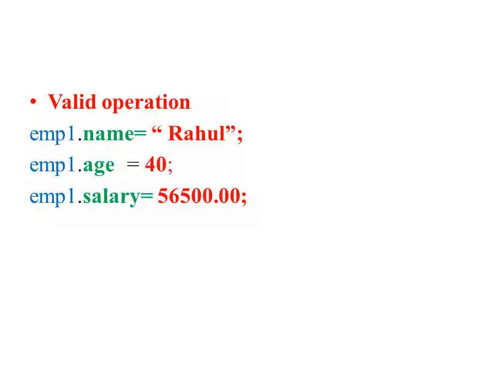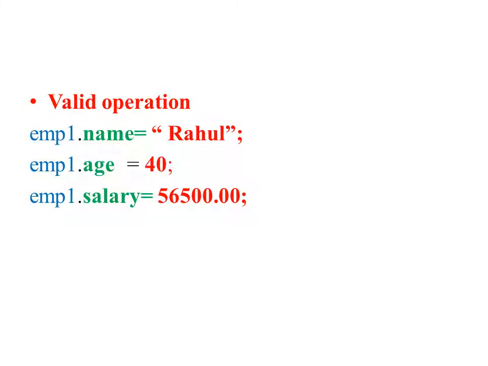We can perform some valid operations whenever we access the data member, such as initializing the values for that particular variable, that is emp1.name is equal to Rahul, emp1.age is equal to 40, meaning that the value of the age of emp1 is 40. Similarly you can declare the salary is equal to 56,500.00. As this is a float value, we have to mention the fraction value itself. So in short, this is a discussion about the structure.